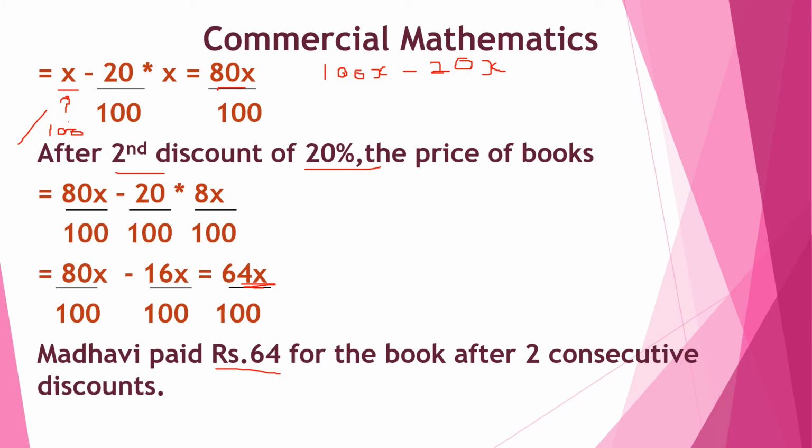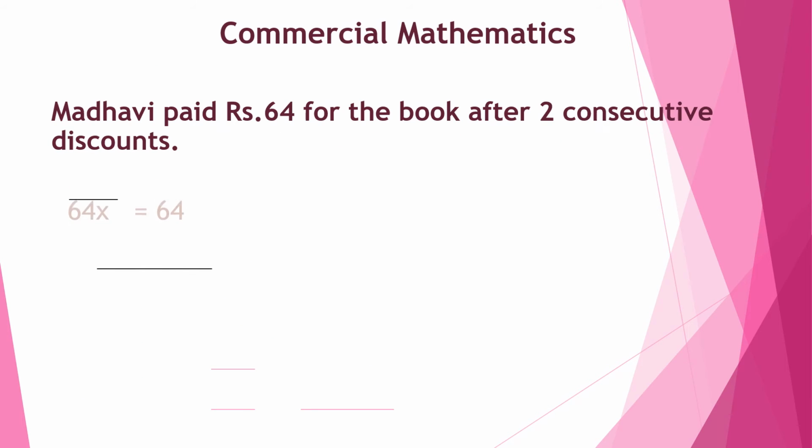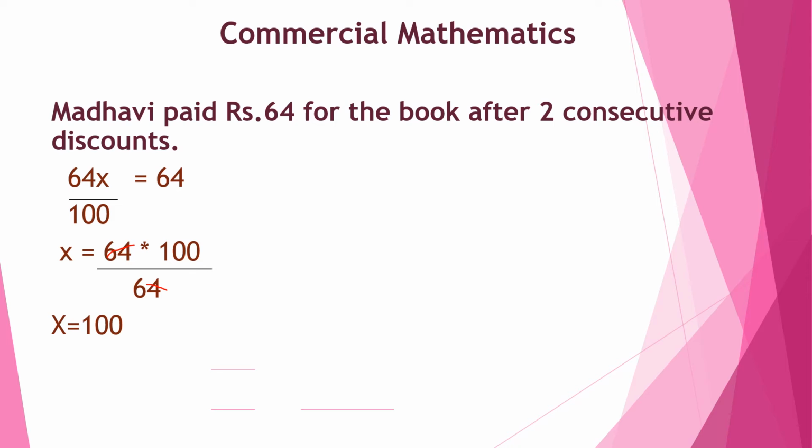Now Madhvi paid rupees 64 for the book with two consecutive discounts. He is getting two consecutive discounts continuously. So that is how such discounts have to be managed. Now 64x upon 100 is equal to 64. So in numerator and denominator, it will be 100 by 64. 64 goes off. So what will be the value of X? The value of X is 100.